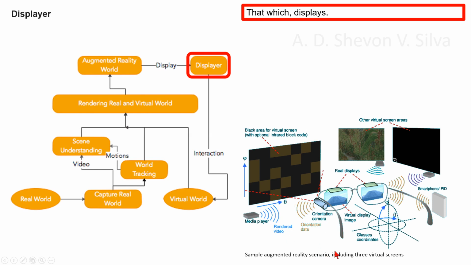Here you can see glasses coordinates here, and this is the virtual display image. These are real displays, and orientation camera is here, and orientation data is coming here, and these are the black area for virtual screen with optional infrared block code, and other virtual screen areas are here, and media player is here, and this is the rendered video, and smartphone or PDA is here.